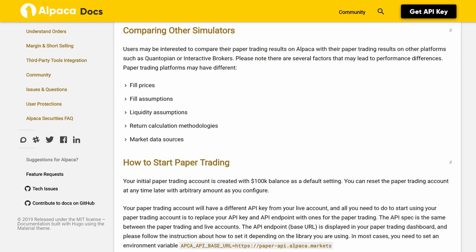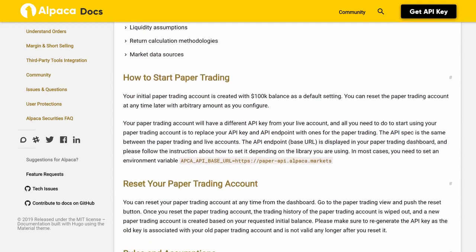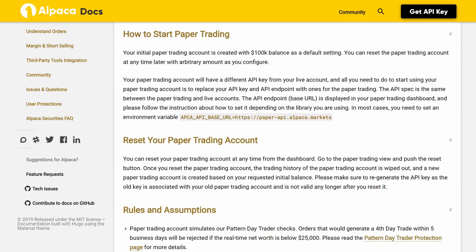How to start paper trading. Your initial paper trading account is created with a $100,000 balance as a default setting. You can reset the paper trading account at any time later with an arbitrary amount as you configure. Your paper trading account will have a different API key from your live account. And all you need to do to start using your paper trading account is to replace your API key and API endpoint with ones for the paper trading.